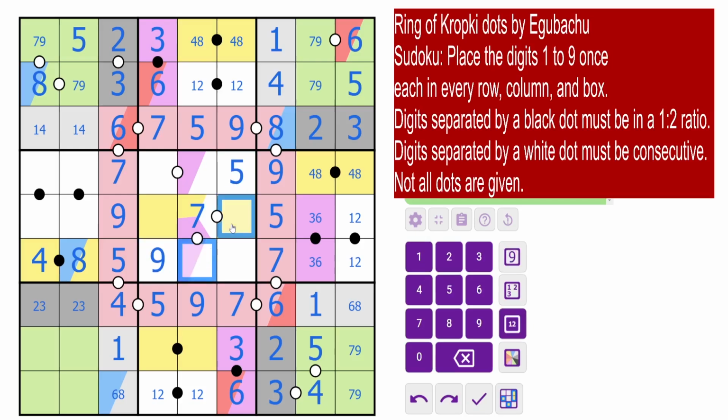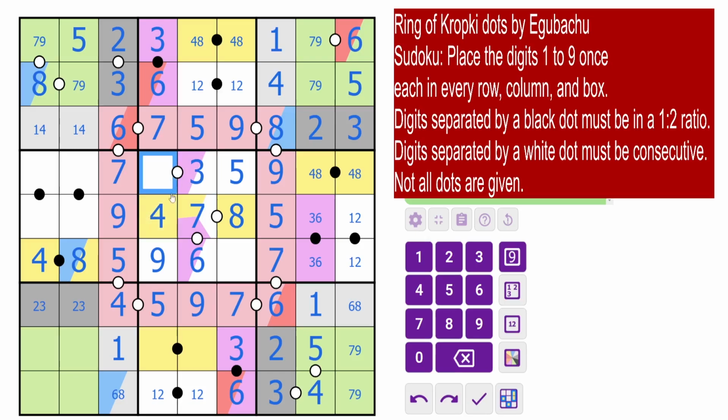Now 7 must have 6 side by side. But now we know that this is yellow and yellow is 8. So that's 8. That's 6. Now this is a 3 6 pair, right? So that's 3. That's 4. That 3 now has two options, 2 or 4 as a neighbor, but 4 is gone, so that's 2.